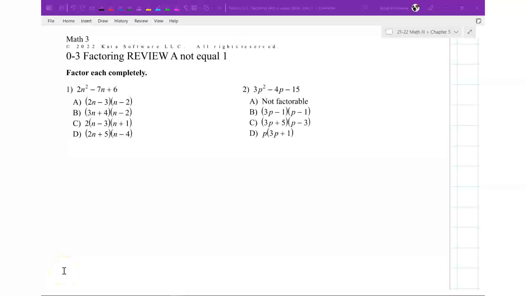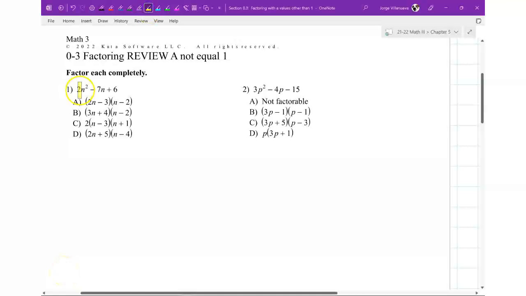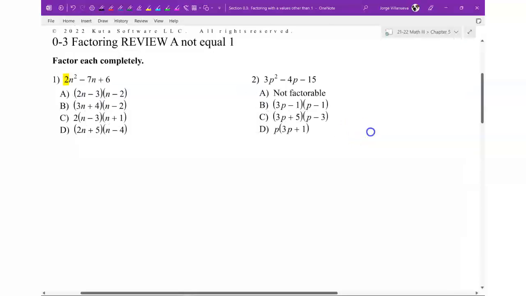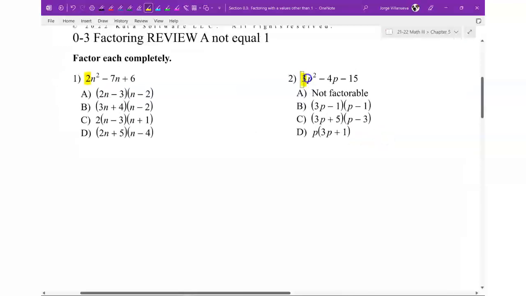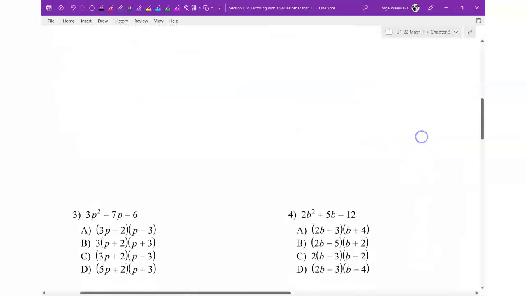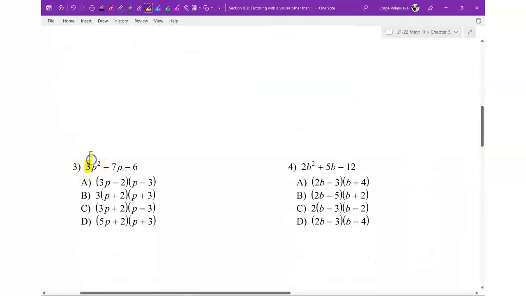All right, so for section 0.3, the main thing that you're going to notice that's different is, you can see for number 1, there's a 2 in the front right there. For number 2, there's a 3 in the front, right? For number 3, there's a 3 in the front. For 4, there's a 2 in the front. So you can see in the very front of the squared term, there is a number now. Not just a 1, but there's a number there.